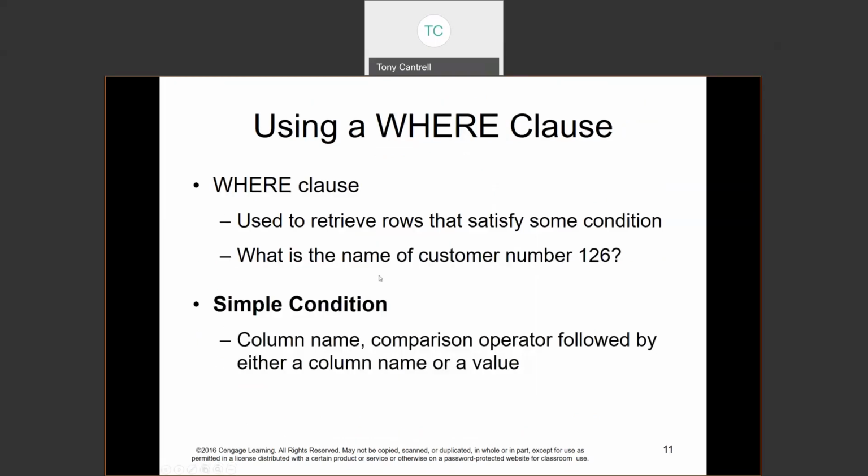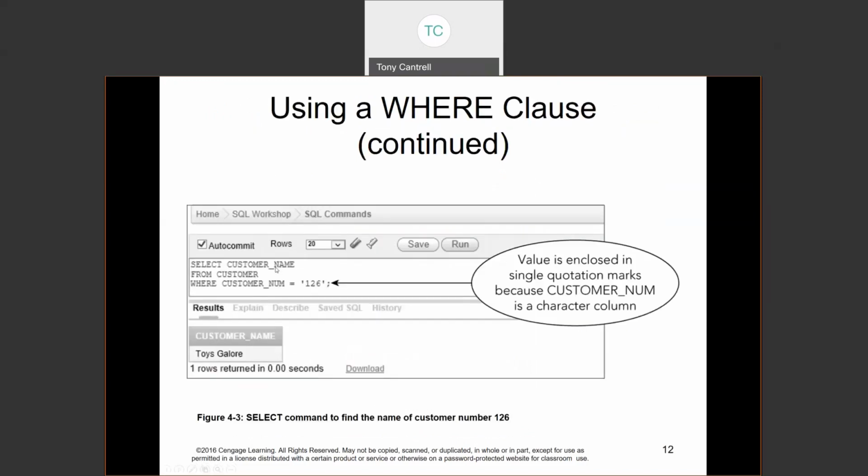To use the where clause, you have to put a condition on it. This example is saying, I only want to show the customer with customer number 126, and it just wants the name. So to do that, you say select customer name from customer where customer number equals 126. Notice the single quotes. You have to put those on because it's a character field. Realize that the 126 character representation in the computer is different than the 126 numeric. So you have to look and see what the data type of the field is, and if it's character, you've got to put single quotes around it. If it's numeric, you don't.